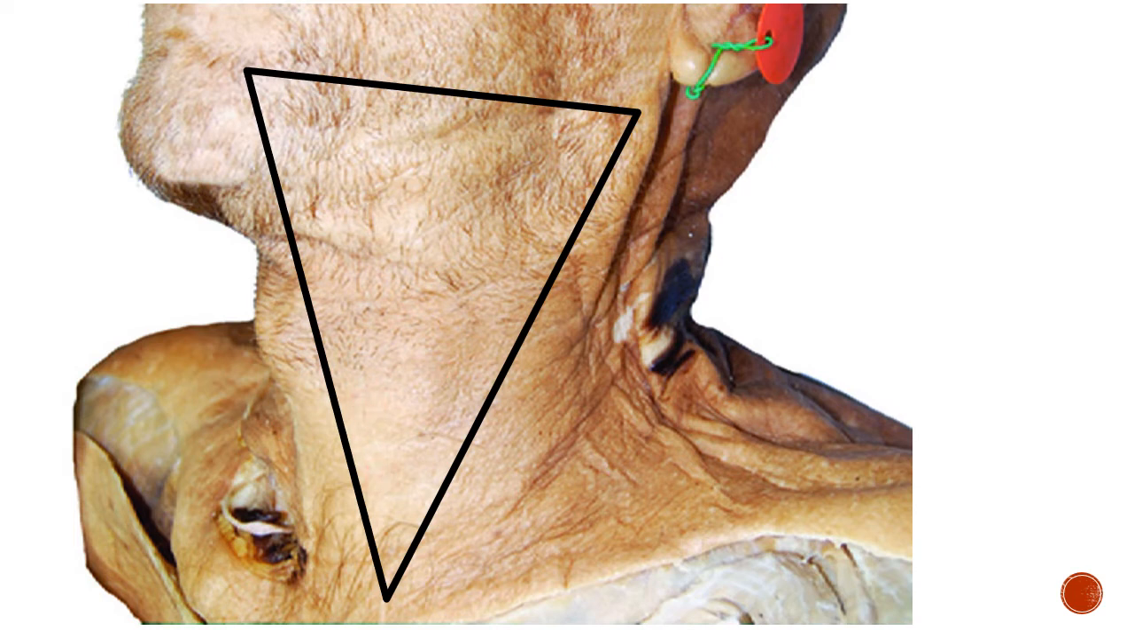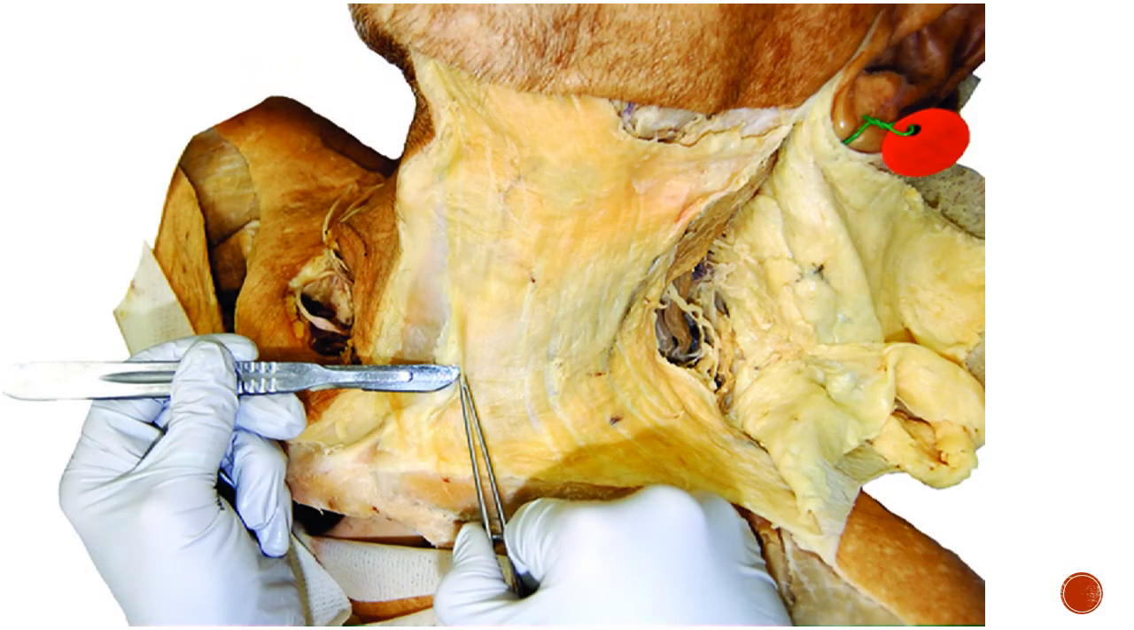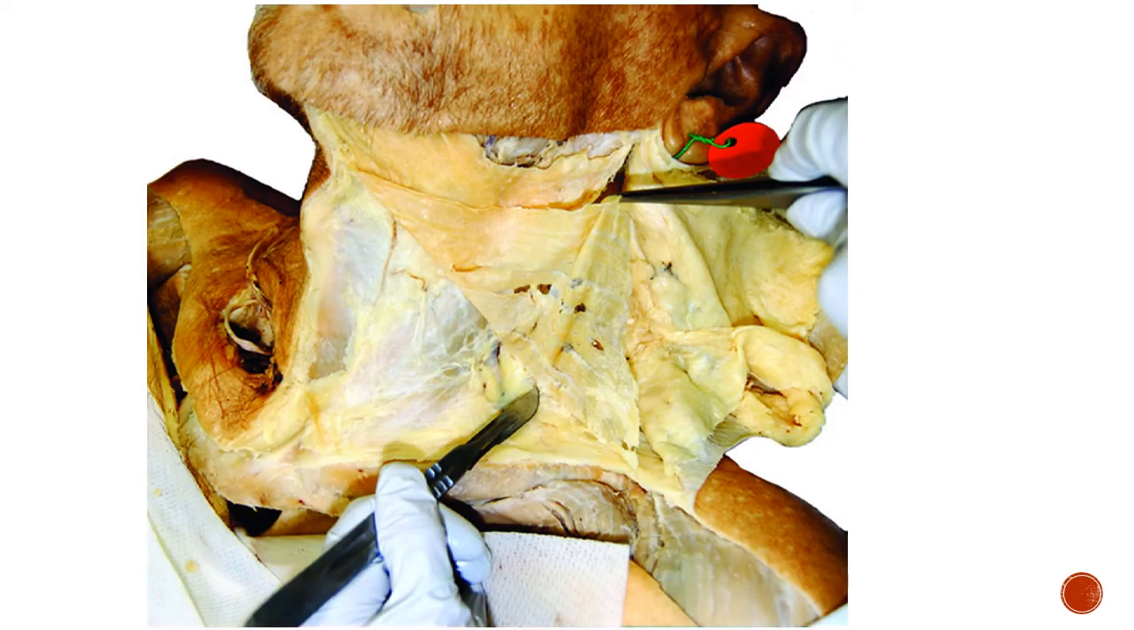Then below the skin, what is present? Let us see. Below the skin we can identify the subcutaneous muscle called platysma. It extends from the lower border of the body of the mandible down into the thorax and the shoulder region. You can see the fibers extending down to the pectoral region and down laterally to the shoulder region.